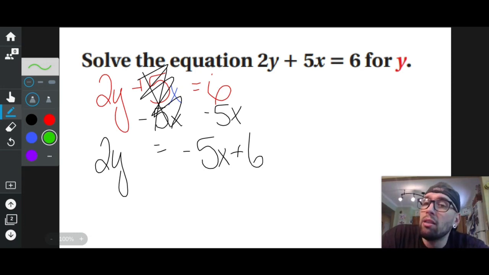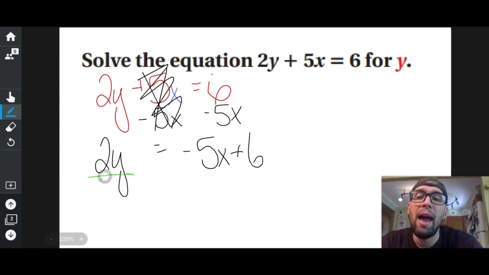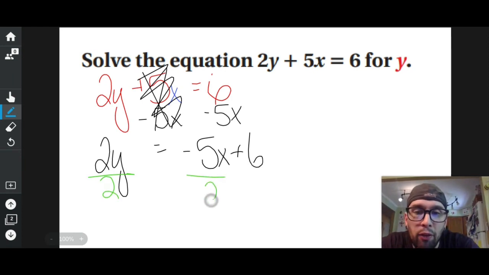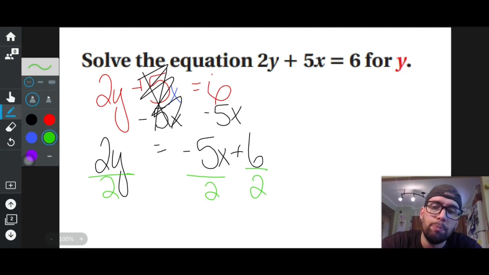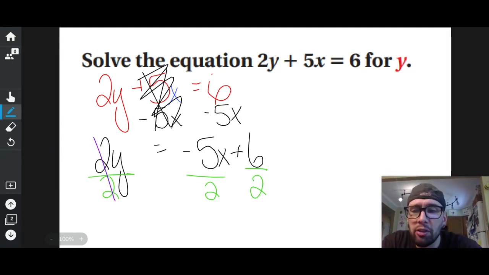Is y all by itself? No. What's in the way? 2. How do I get rid of that 2? Divide that 2. Divide it from everything. Divide it from the 5 and the 6. Rule of thumb is when you do this, simplify what you can, but keep it improper.